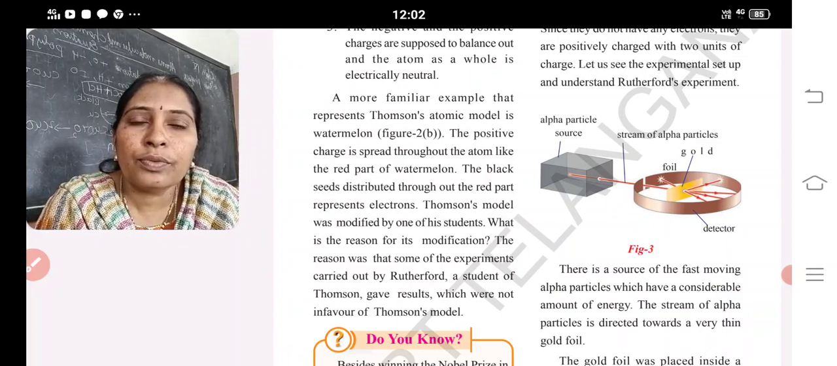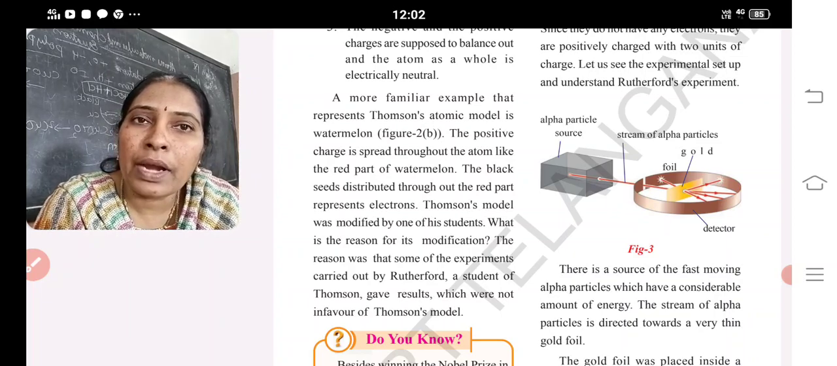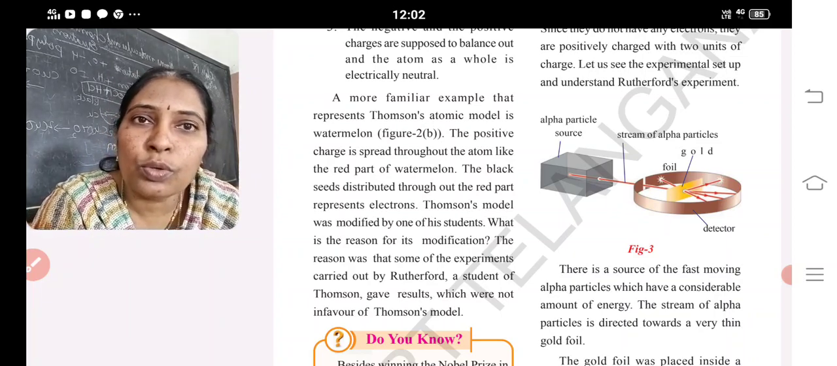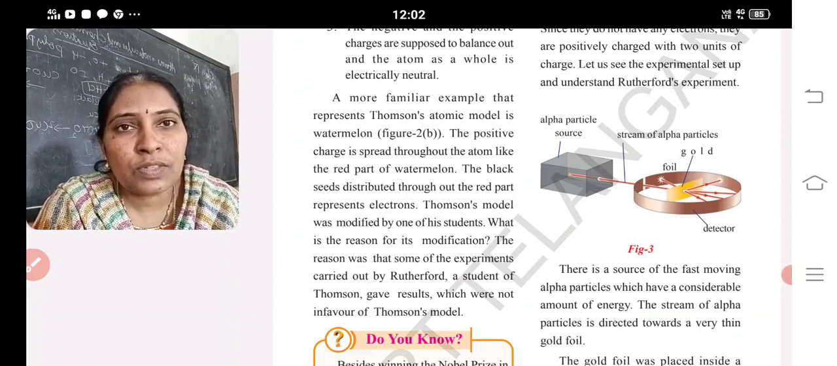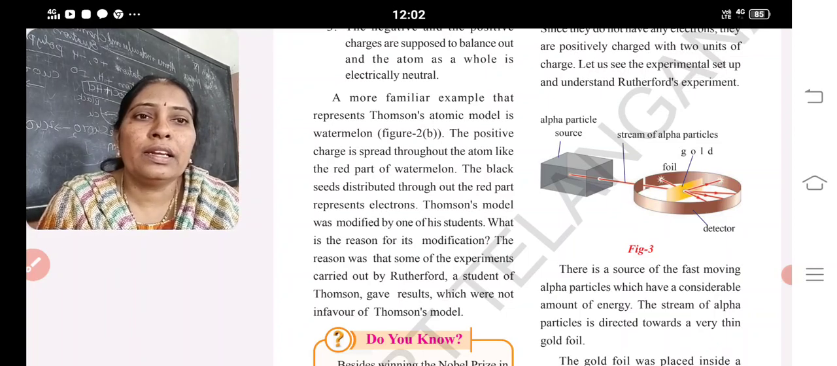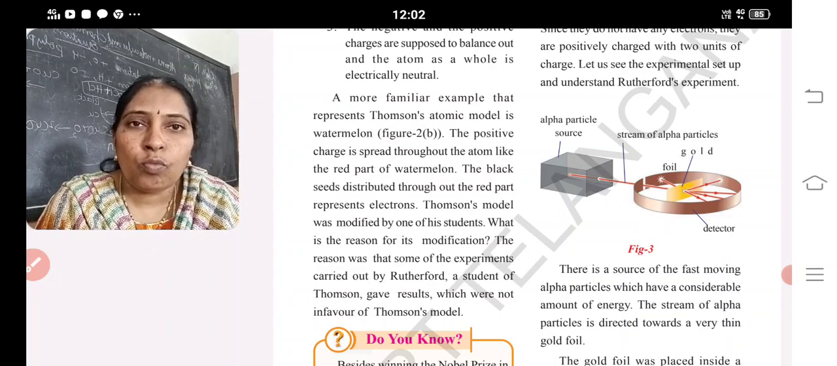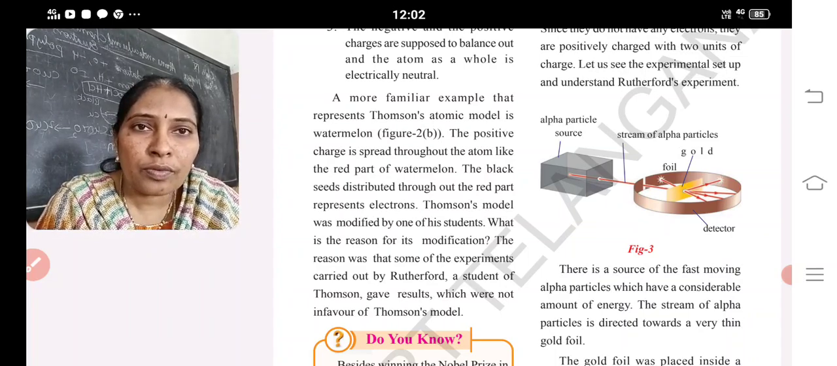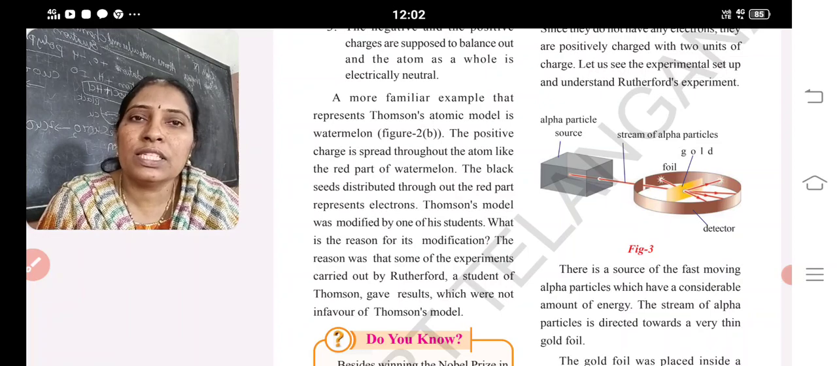So this makes a drawback for the Thomson model. Why? Because the complete entire mass we are calling protons, positive charge, and where the seeds are embedded, electrons are placed inside. Is it possible to get two opposite charges from one place? So his theory failed. Next model is the Rutherford model, and he is a student of J.J. Thomson. What he did was not in favor of the Thomson model. So the Thomson model failed.